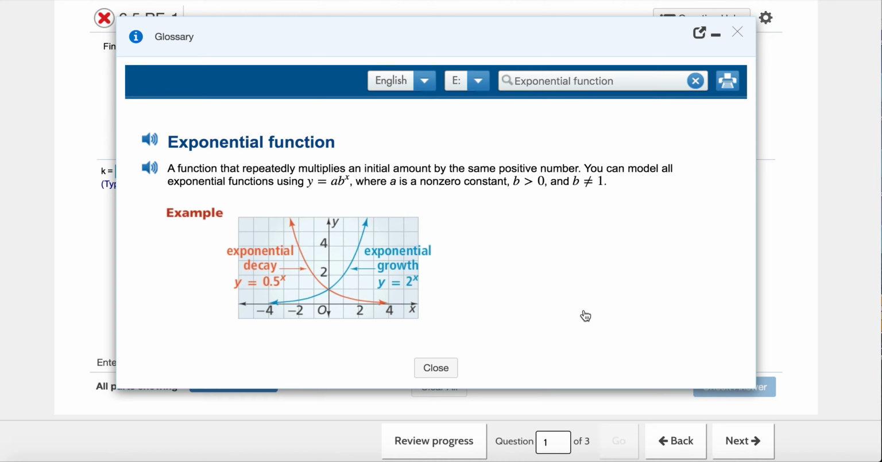This is a very good visual. You will see the exponential function. It gives you the definition: a function that repeatedly multiplies an initial amount by the same positive number. You can model all exponential functions using y equals a times b to the x power, where a is a non-zero constant, b is greater than 0, and b is not equal to 1. As you see here, the graph demonstrates exponential growth with the blue one, and the orange one shows exponential decay.